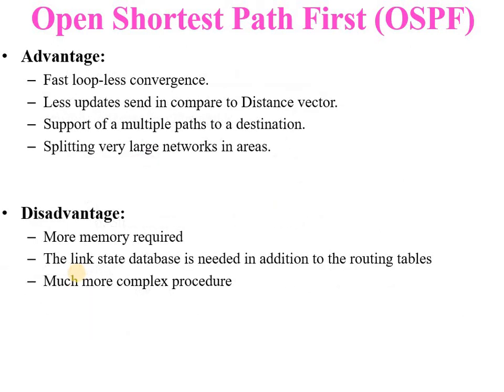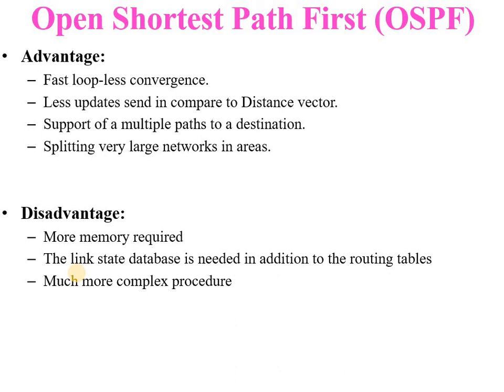Now next are the advantages and disadvantages of OSPF. Fast loopless convergence, fewer updates sent compared to distance vector, support of multiple paths to a destination, and splitting a very large network into areas. While the disadvantages are that more memory is required, so a link state database is needed in addition to the routing tables, and much more complex procedures. So that is all about the open shortest path first algorithm.